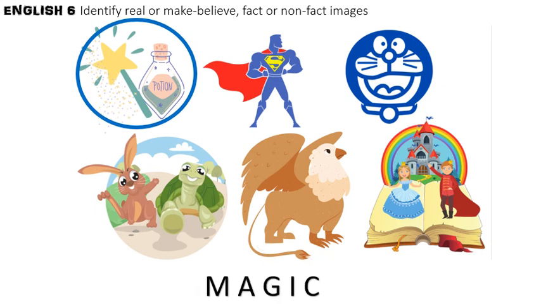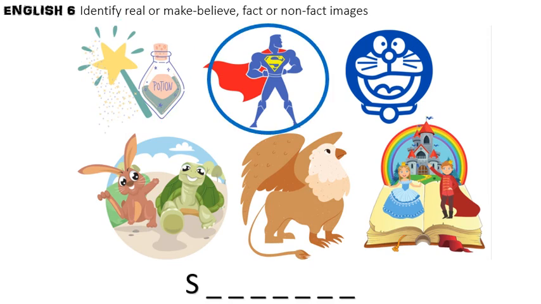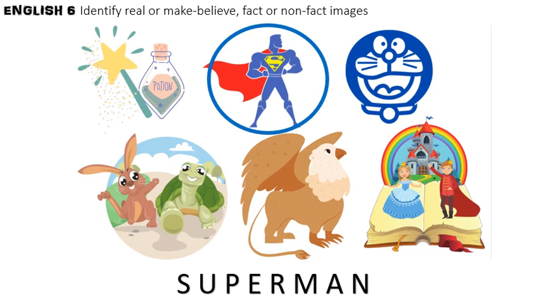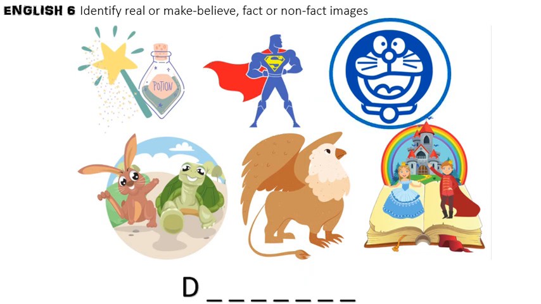Answer, magic. Next, how about the next one? Who is the man of steel? Okay, 10 seconds. Answer, Superman. Okay, the next one.